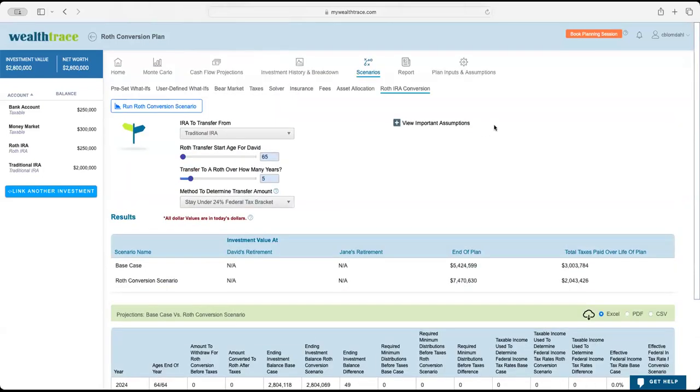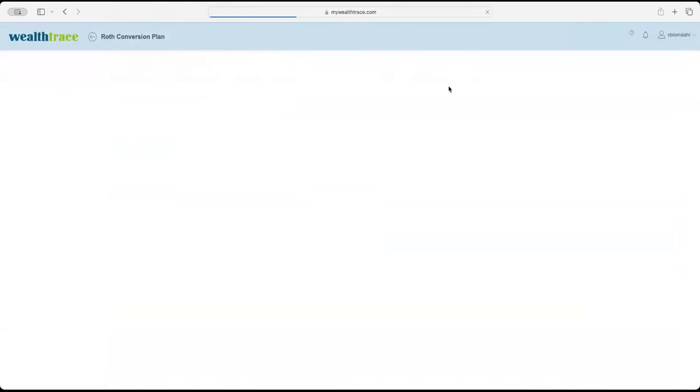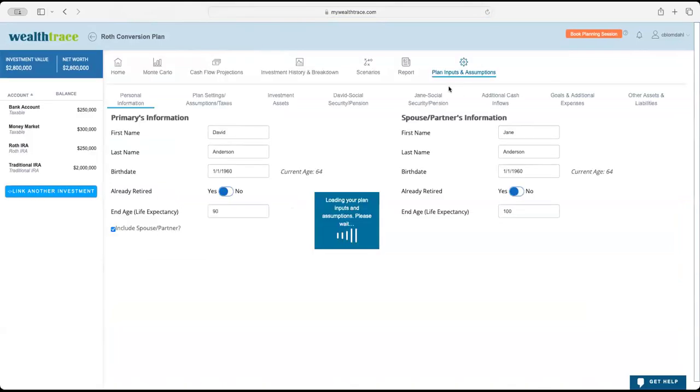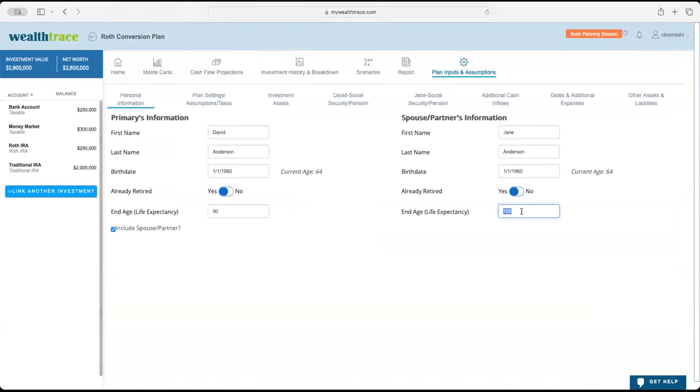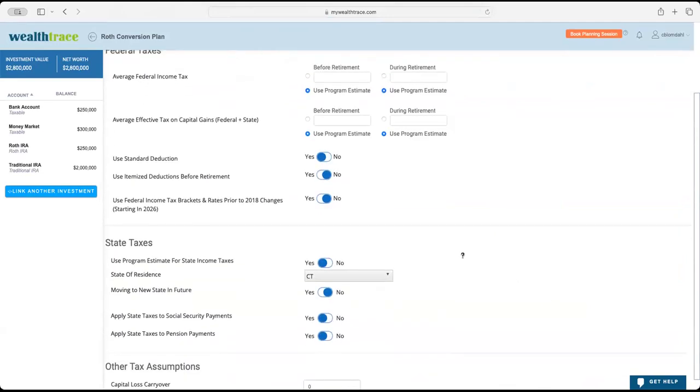So another good scenario to run is one where you change the underlying tax settings. So if we head back over to plan settings and assumptions, we're going to go ahead and change her back to 90. We're not running the other scenario. We're just going to talk about it, but it's good to get our settings back to normal anyway.